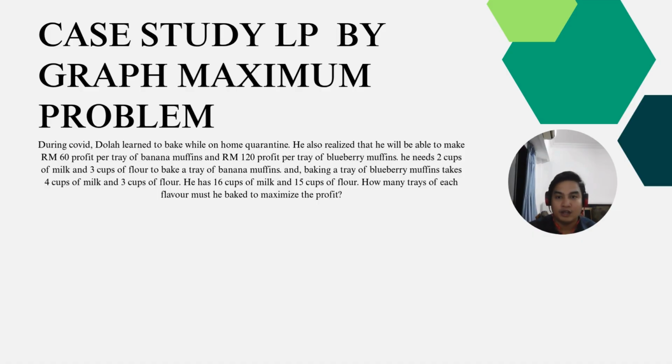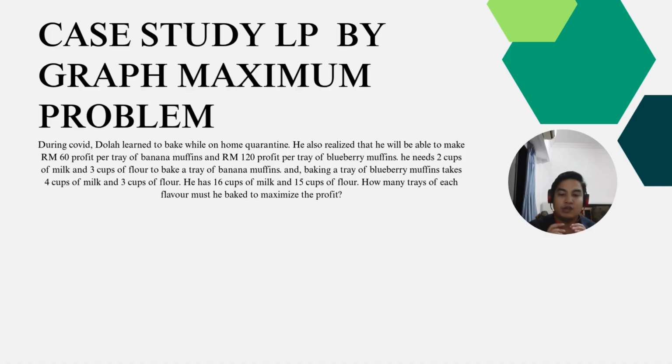During COVID, Dollah learned to bake while on home quarantine. He also realized that he will be able to make 60 ringgit profit per tray of banana muffins and 120 ringgit profit per tray of blueberry muffins. He needs 2 cups of milk and 3 cups of flour to bake a tray of banana muffins, and baking a tray of blueberry muffins takes 4 cups of milk and 3 cups of flour. He has 16 cups of milk and 15 cups of flour. How many trays of each flavor must he bake to maximize the profit?